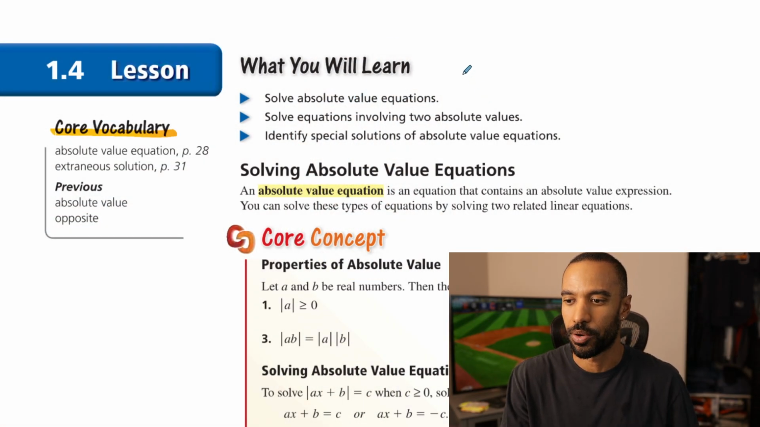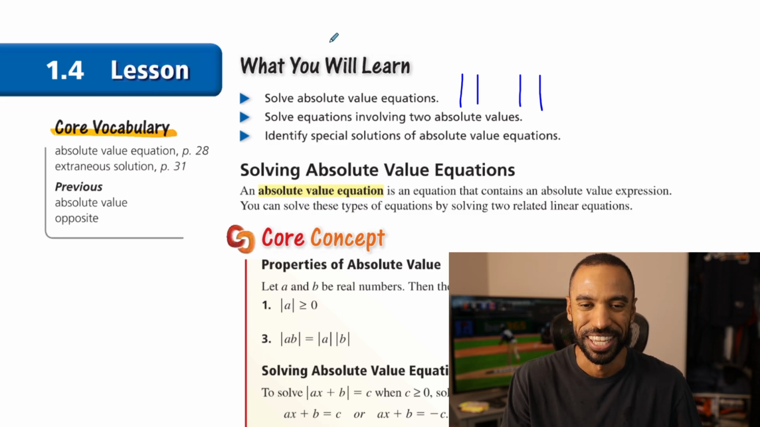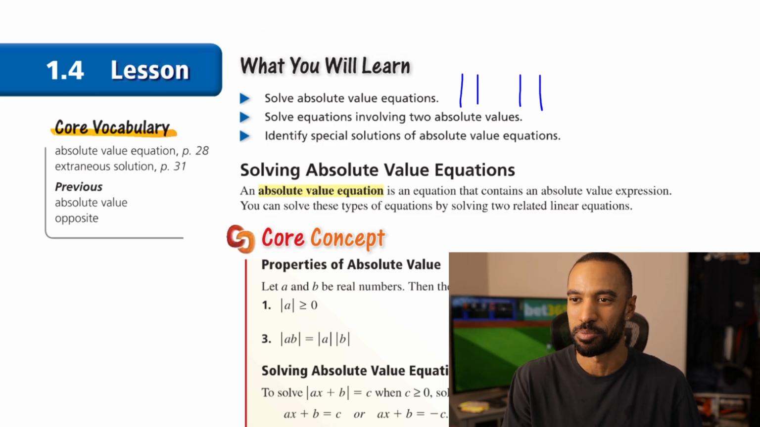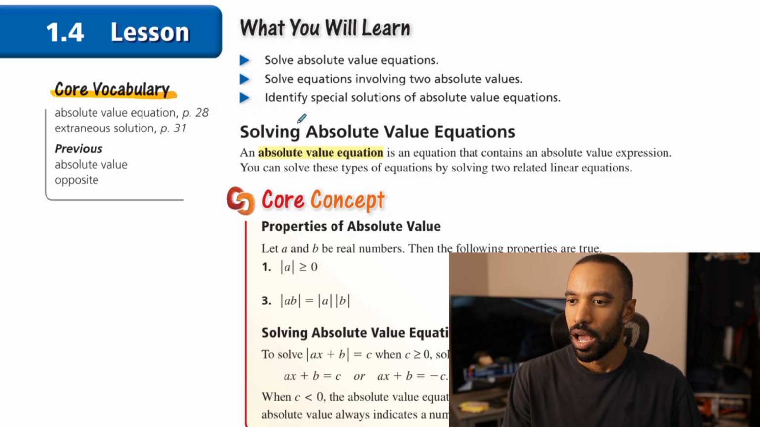We're going to solve absolute value equations. They're these guys right here. We're going to solve equations involving two absolute values, like another one of these. We're going to identify special solutions of absolute value equations. Remember when we talked about no solutions and things like that before? Yeah, some things might apply here as well. We have to come up with what they are.